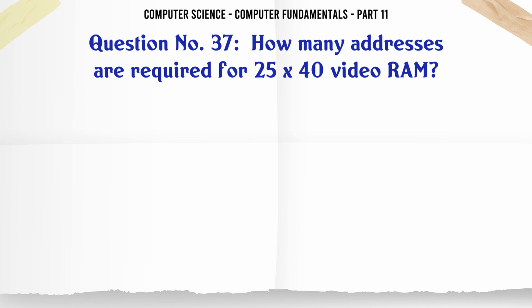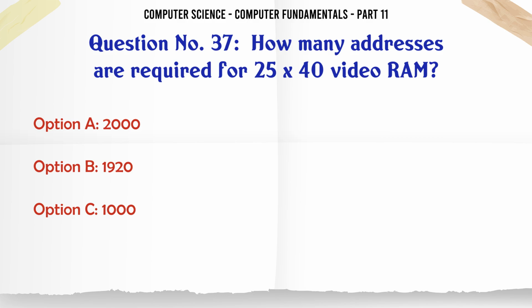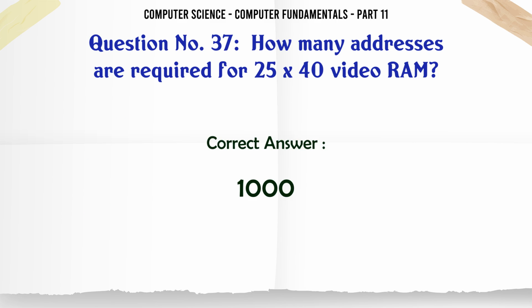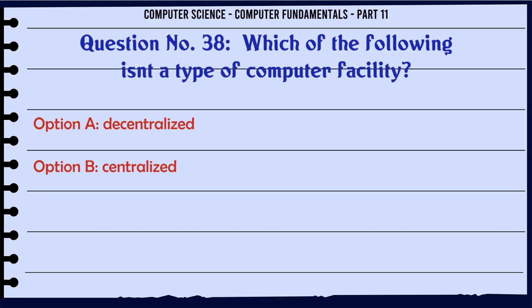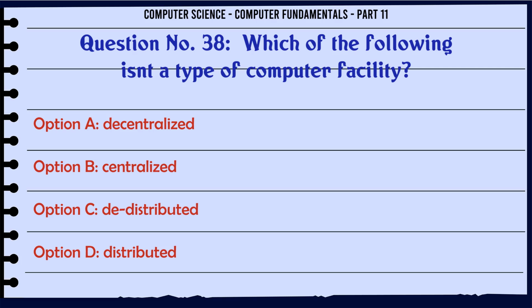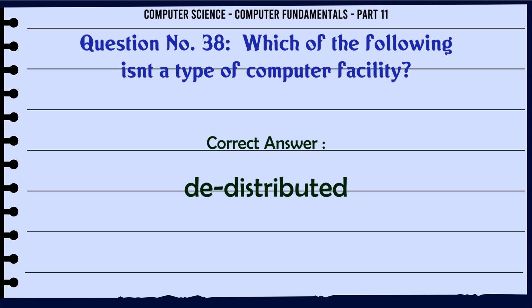How many addresses are required for 25x40 video RAM? A. 2000, B. 1920, C. 1000, D. 2000. The correct answer is 1000. Which of the following isn't a type of computer facility? A. Decentralized, B. Centralized, C. Distributed, D. Distributed. The correct answer is distributed.